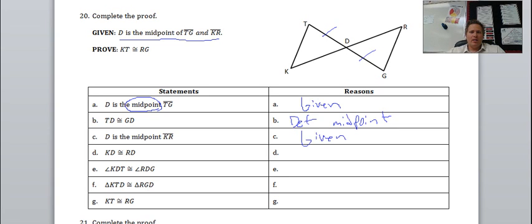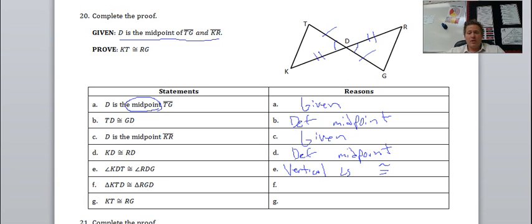And now I know that KD and RD are congruent. Well, how do I know that? Well, we knew that because D was the midpoint. So again, this is going to be definition of midpoint. Next one says that angle KDT, this angle that you have right here, and angle RDG, that angle right here, are congruent. Well, when they're across from each other like that, they are vertical angles. And vertical angles are always congruent.